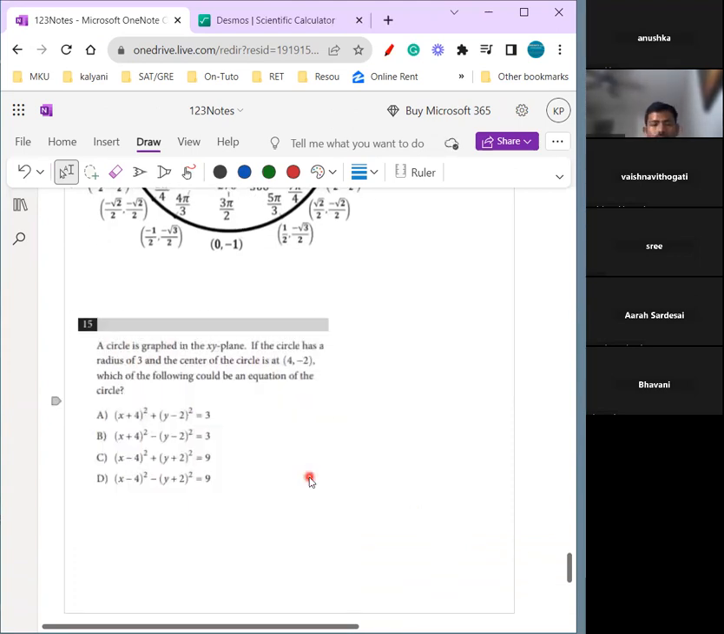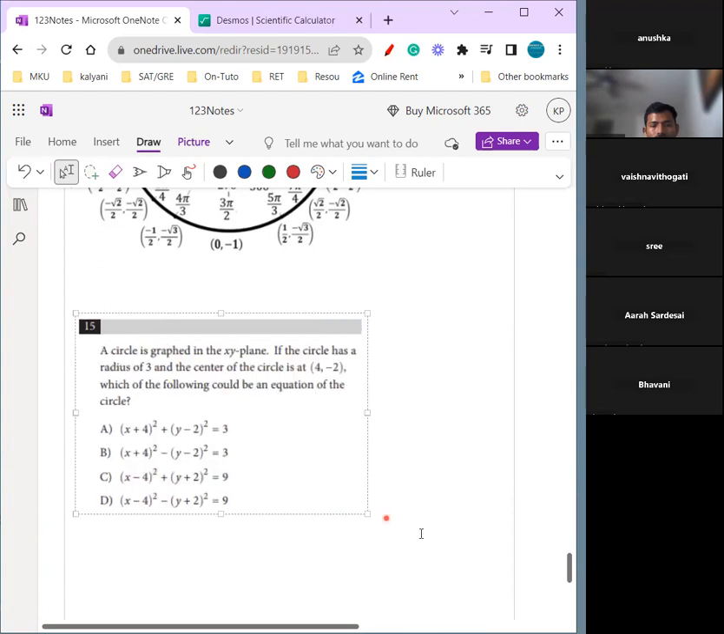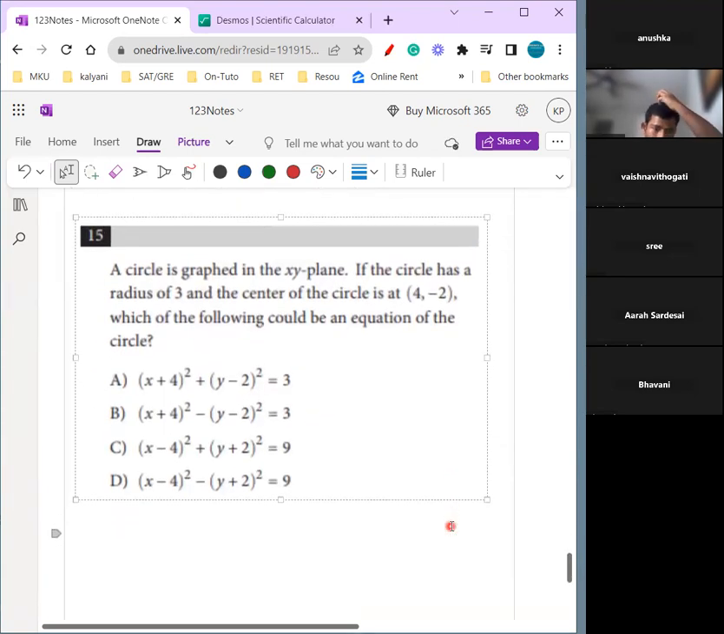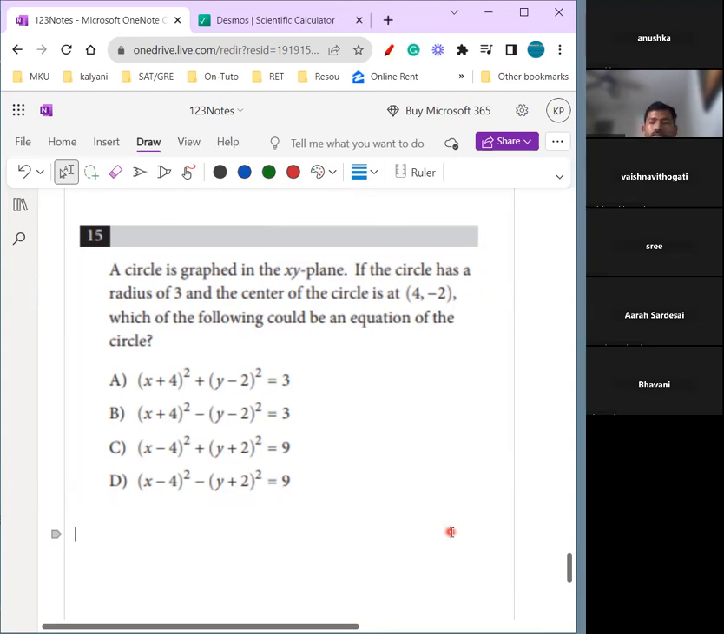Danish, can you please read this one for us? A circle is graphed in the xy plane, and the circle has a radius of 3 and the center of the circle is at (4, -2). Which of the following could be the equation of the circle? Okay, so they give you some information. They're asking you to find the circle equation. We did this before, so see if you guys can find the answer.